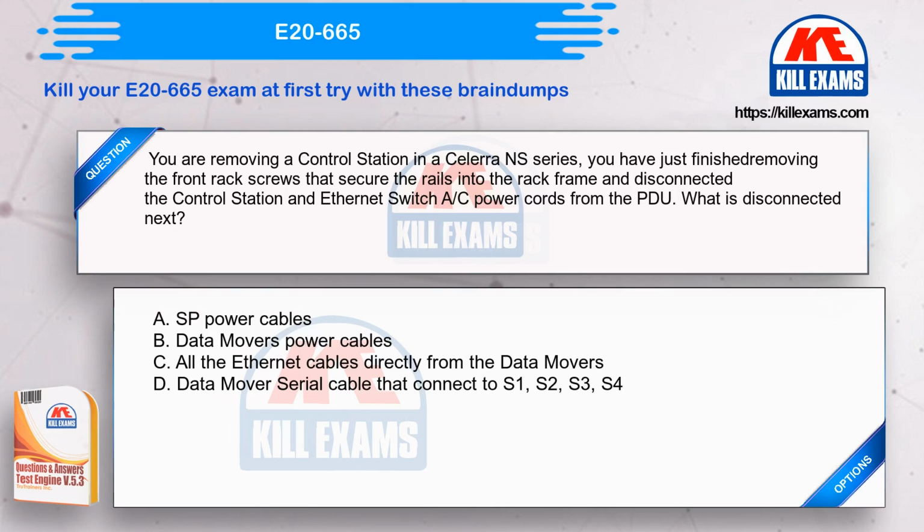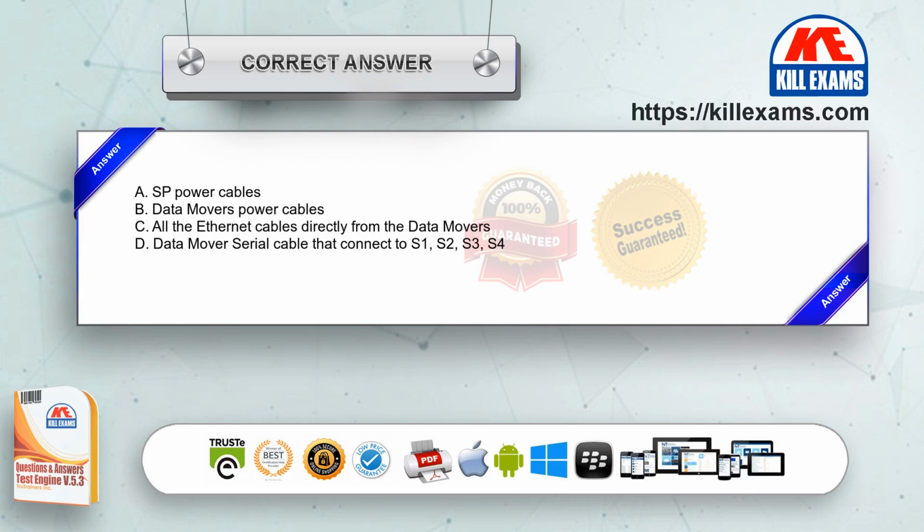You are removing a control station in a Celerra NS series. You have just finished removing the front rack screws that secure the rails into the rack frame and disconnected the control station and Ethernet switch AC power cords from the PDU. What is disconnected next? Option A. SP power cables. Option B. Data movers power cables. Option C. All the Ethernet cables directly from the data movers. Option D. Data mover serial cable that connect to S1, S2, S3, S4. The correct answer is option D.